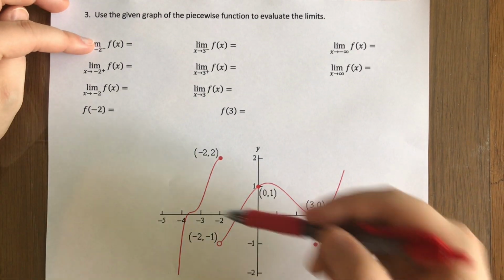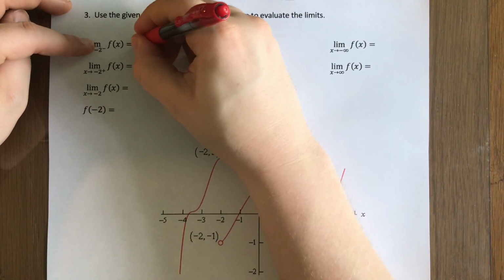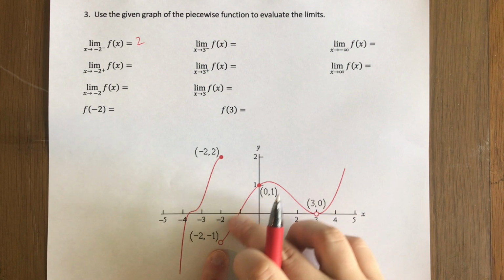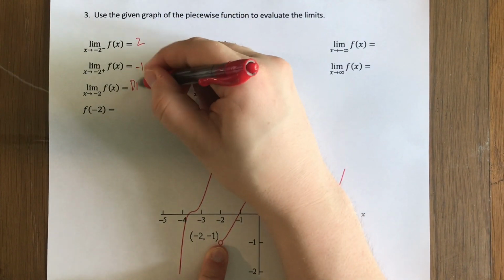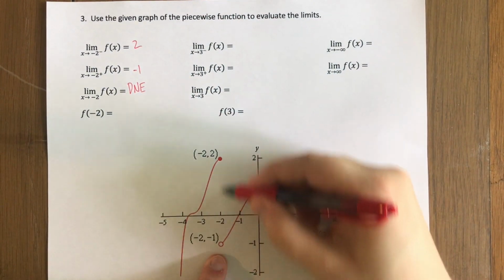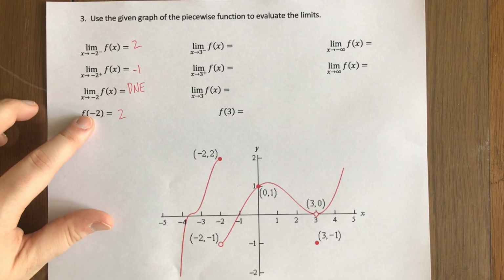All right, so we're given a graph and we're being asked to find these limits. So we have -2 from the left-hand side, so that's right here, is approaching a height of 2. As we approach -2 from the right-hand side, it's way down here at -1. Those aren't the same number, so this does not exist. It is filled in at 2, so the actual function will be 2 there.